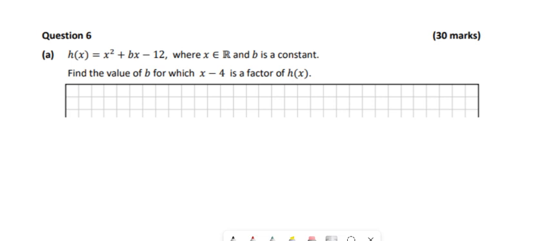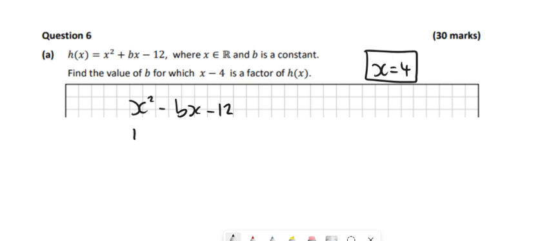Hi folks, this is question 6. So this is factor theorem really. If x minus 4 is a factor, well then x is equal to 4 is a solution. So 4 is a solution. So 4 should go into that and then it should be equal to 0. So x squared minus bx minus 12.